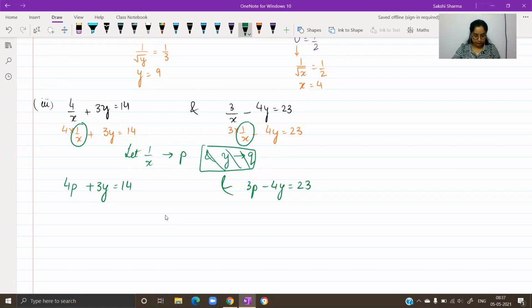Ramandeep, roll number 36. Yes, ma'am. Can you help me solve this pair of equations? Equation 1 and equation 2, the new equations that I have obtained. Which method will you use?